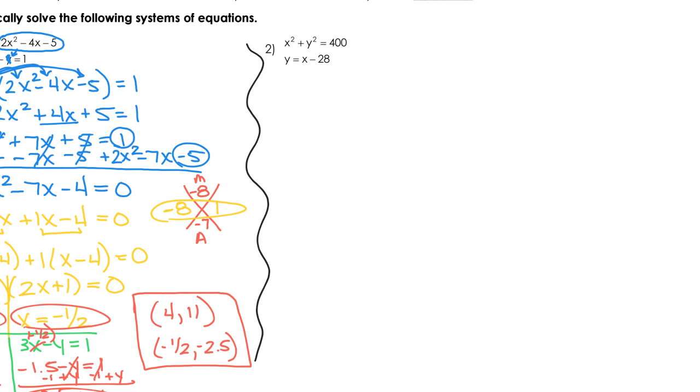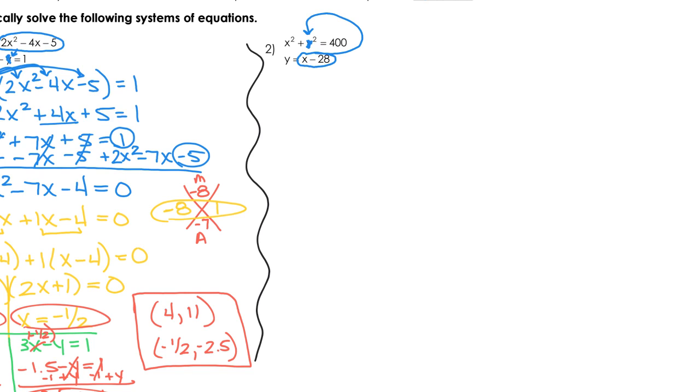What's nice about this one is that the second equation is already in y equals form. And so we're going to take what y equals, drag it up into this equation, and replace that y with it. A common mistake is that you'll replace the y squared with it, but remember that it's only y equals x minus 28, not y squared equals x minus 28. And so that squared term has to stay there.